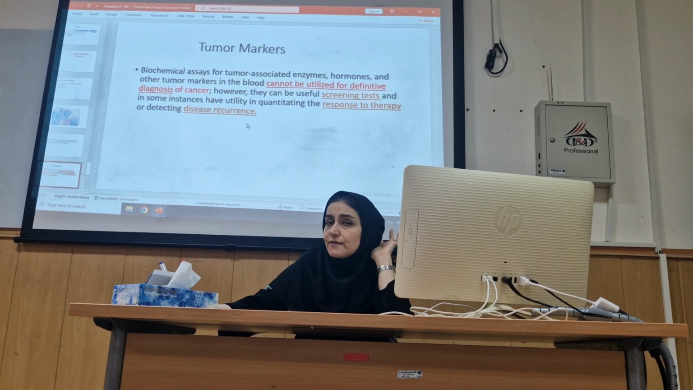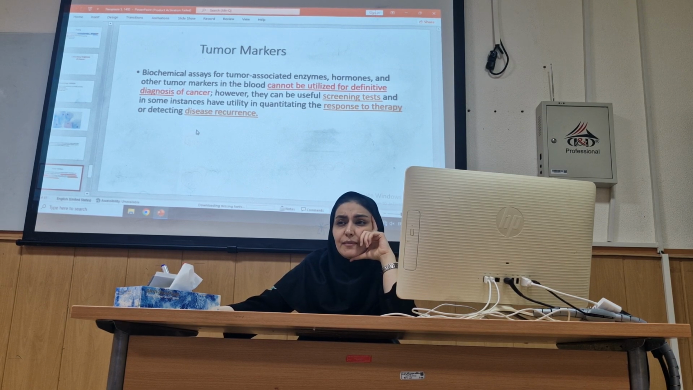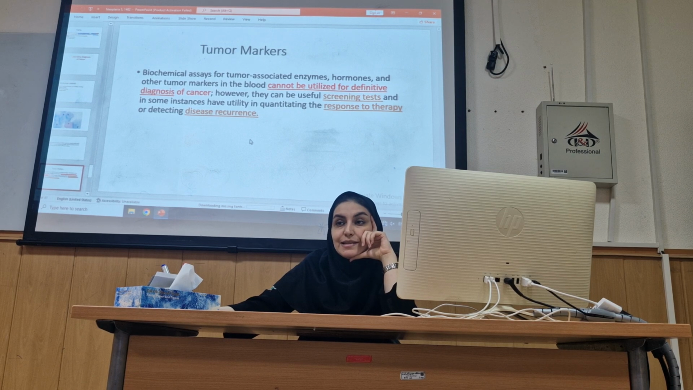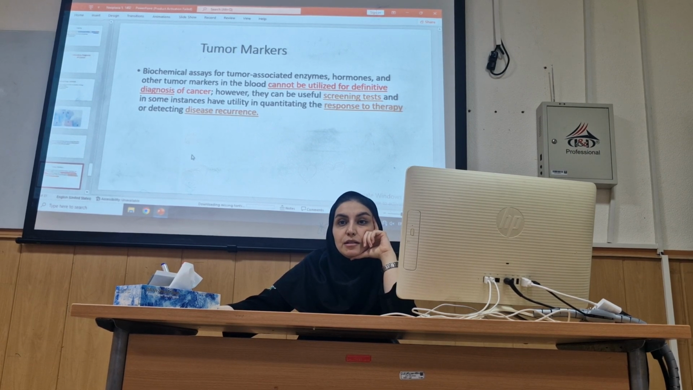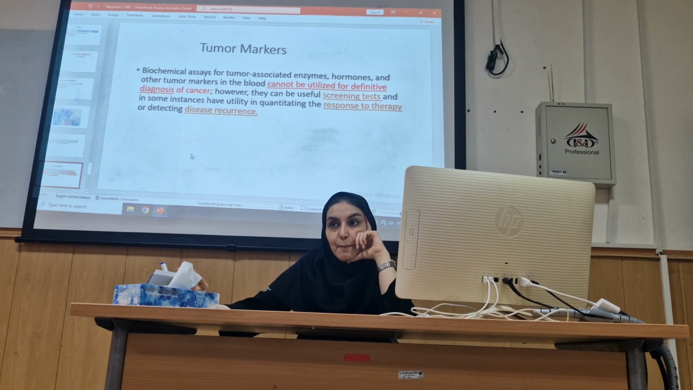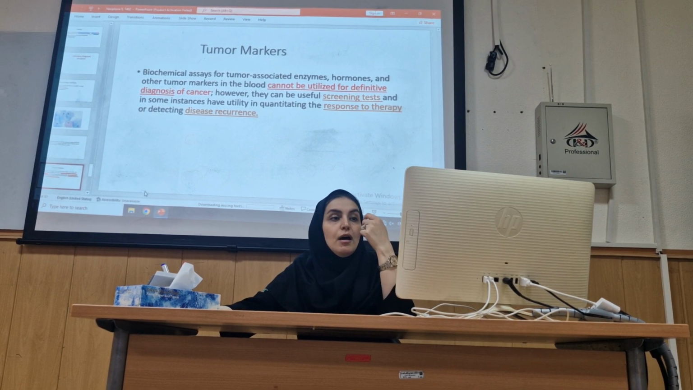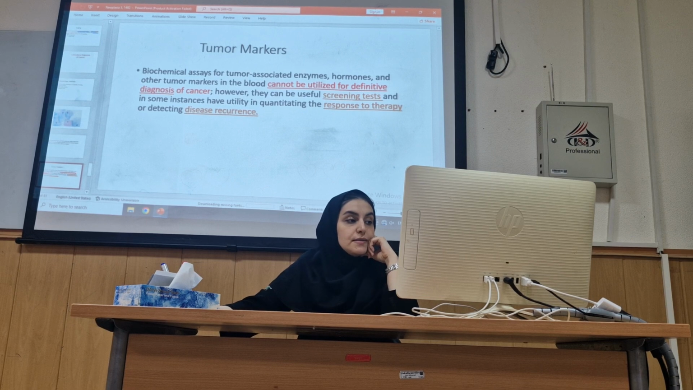So we have many tumor markers. For example, PSA, prostate-specific antigen, is a very useful antigen for prostatic carcinoma, but not for definite diagnosis. This is a screening, and when we see that the PSA level is high in a patient, we start taking some biopsy sample from the prostate tissue for finding a carcinoma, because sometimes infections and other inflammation can cause this high level of prostate-specific antigen in the serum.